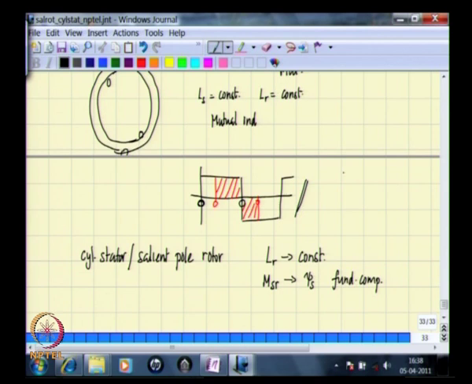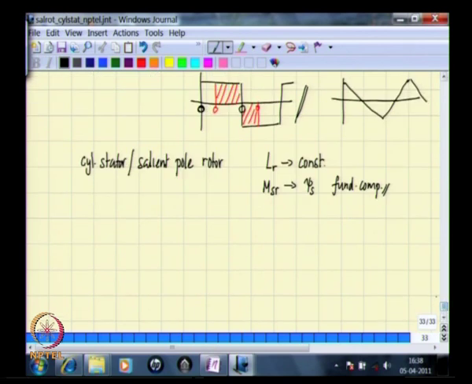In this case also, the mutual inductance variation would look something like this. If you think of the linear expression that you had, one could have looked at the fundamental component alone, which is what we have done here. We have explicitly determined the Fourier series and looked at the fundamental component.